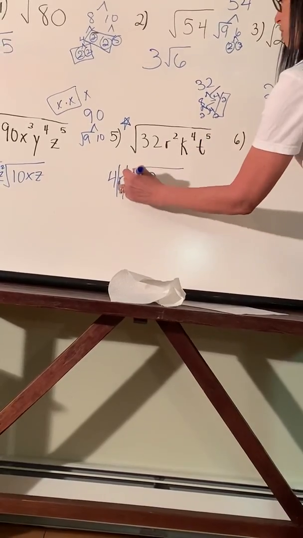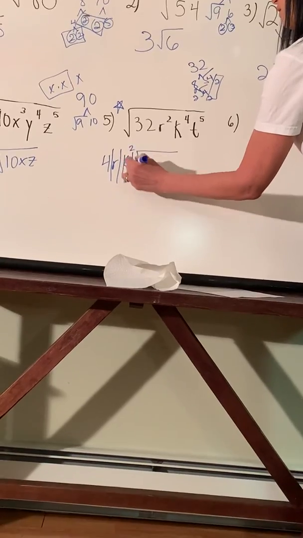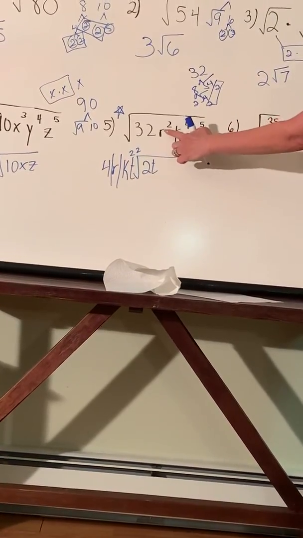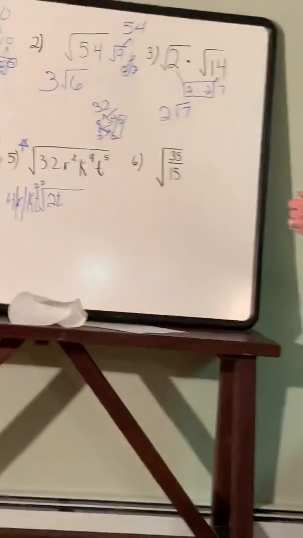This k to the 4th goes on the outside as k to the 2nd. T to the 5th goes on the outside as t to the 2nd with 1 t left over. So this is the only one that was even and then odd. So that's the only one that gets the radical sign.